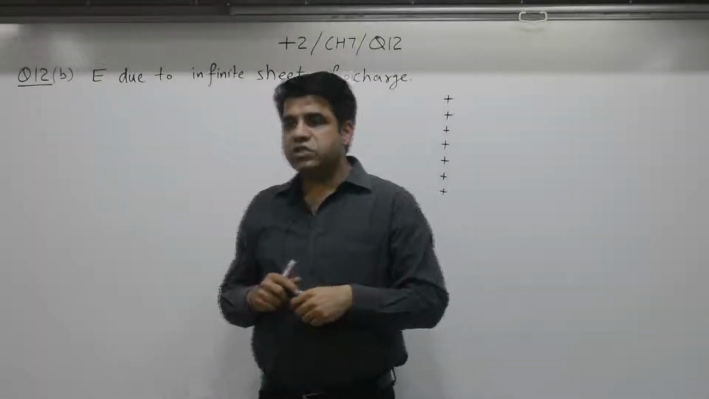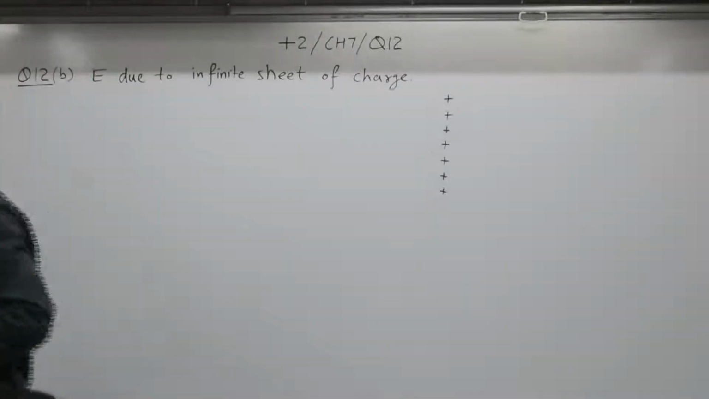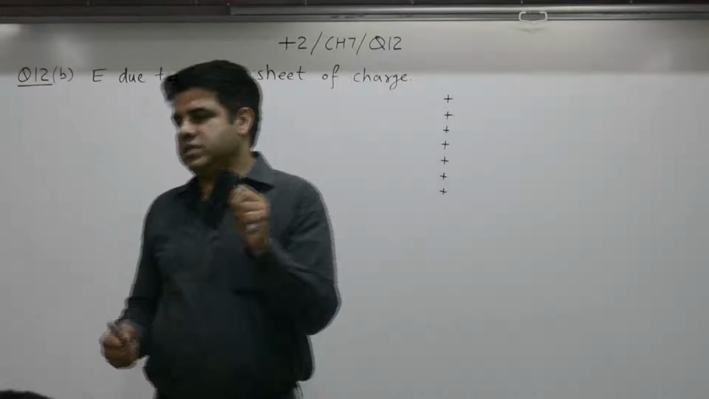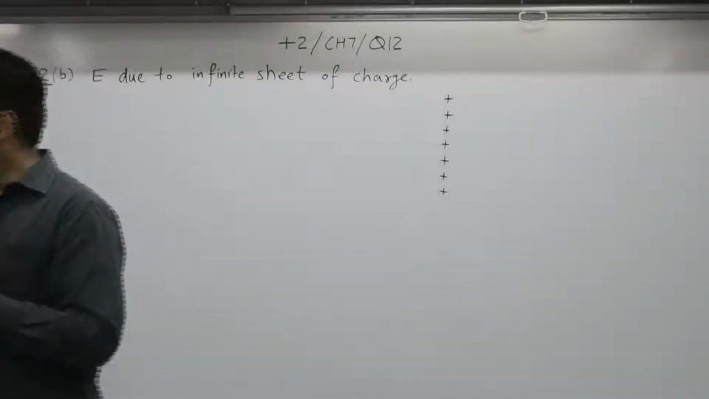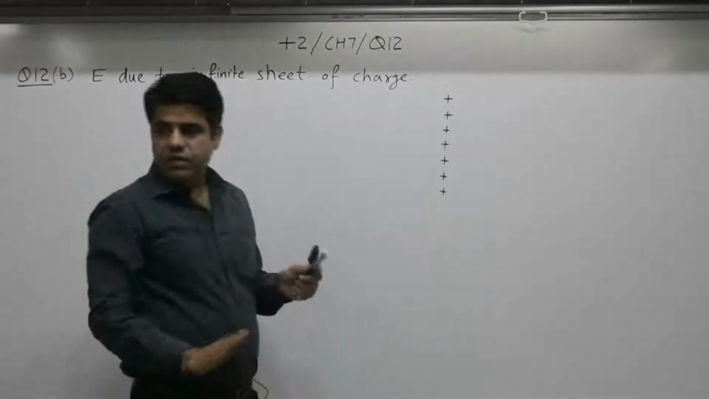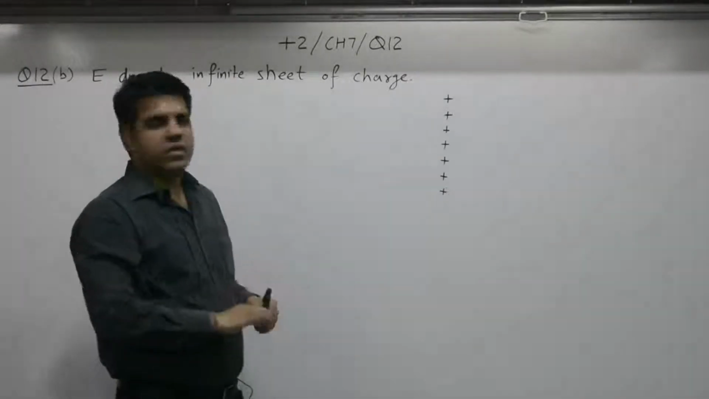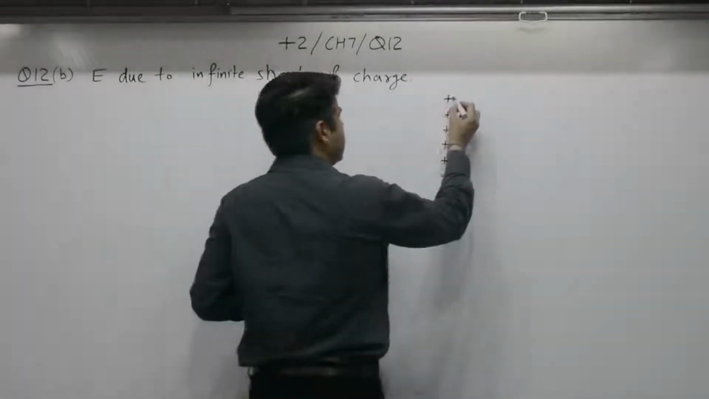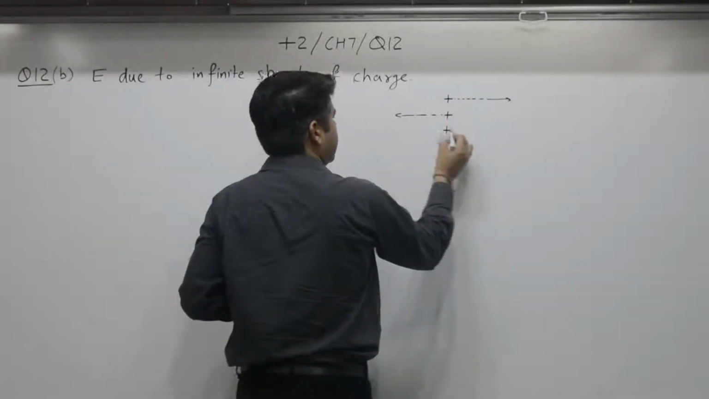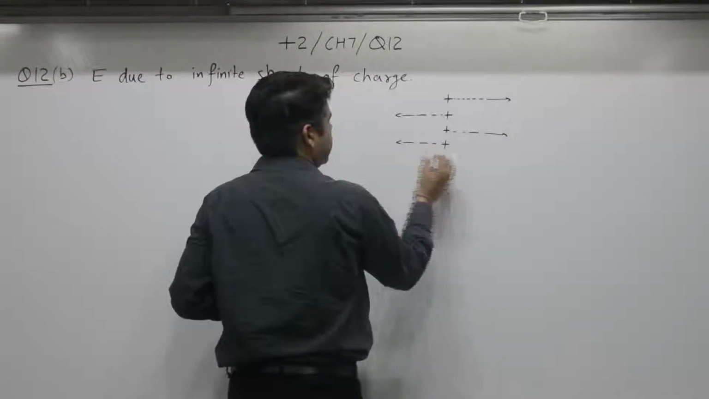Sheet of charge. It is not charge on a metal surface. The case is a charge sheet, that means it is in space. When it is in space, by probability theory, half of the lines will move to the left and half of the lines will move to the right.